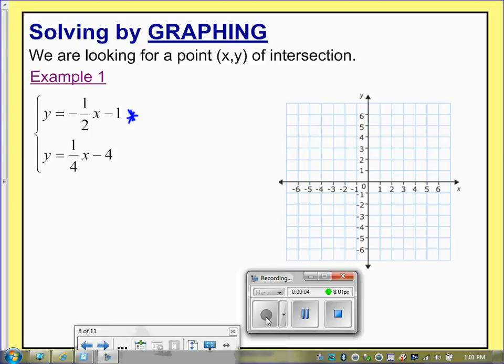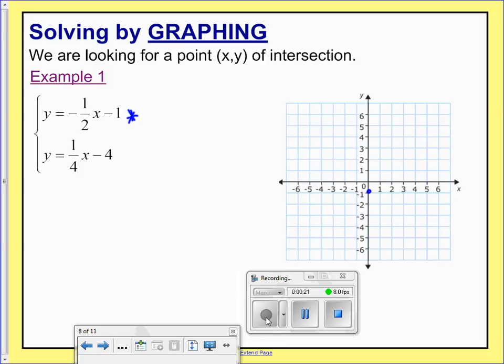Solving a system of equations by graphing. Again, we're looking for a point of intersection. These two equations are in slope-intercept form, so it's really easy for me to graph these. That first one, y equals negative 1/2 x minus 1. My y-intercept is negative 1, and my slope is negative 1/2.